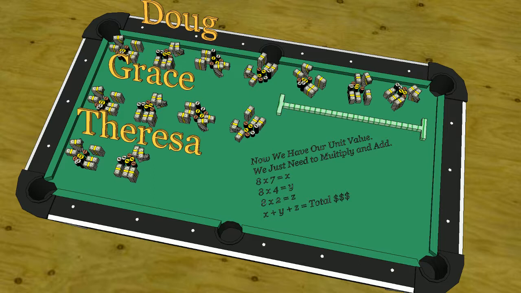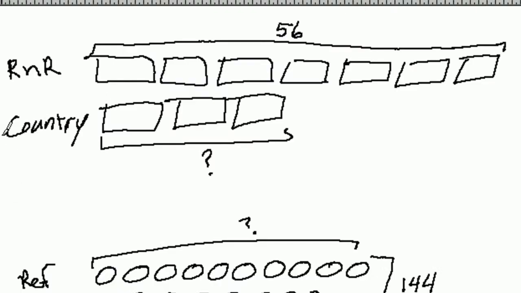Now that that's taken care of and out of the way, chances are you are not going to be working with 3D modeling when you're doing your homework, which is where paper comes in. On paper, you're probably going to look something like this. We're going to have rock and roll versus country. You're going to just write out some boxes. 7 boxes for the rock and roll, 3 boxes for the country.